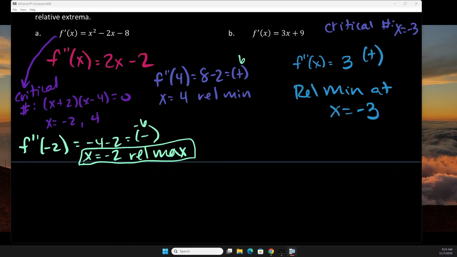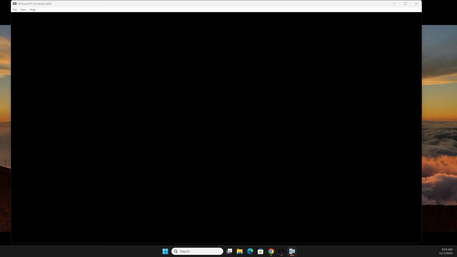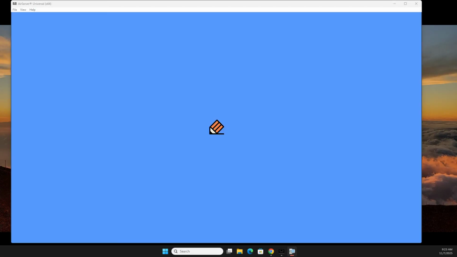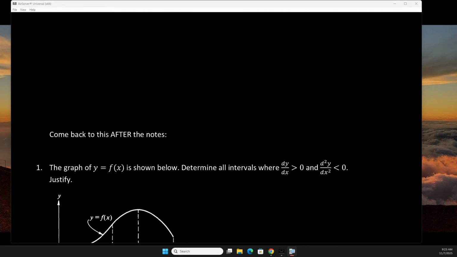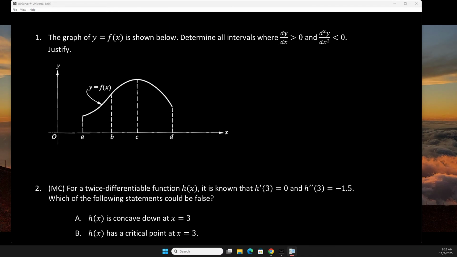Okay, I know this is a forever lesson. We are gonna go back to the back of your paper you did yesterday. Okay, and this right here is the way they like to ask this question. So we have this graph of f, and we want to determine all the intervals where the first derivative is positive and the second derivative is negative.